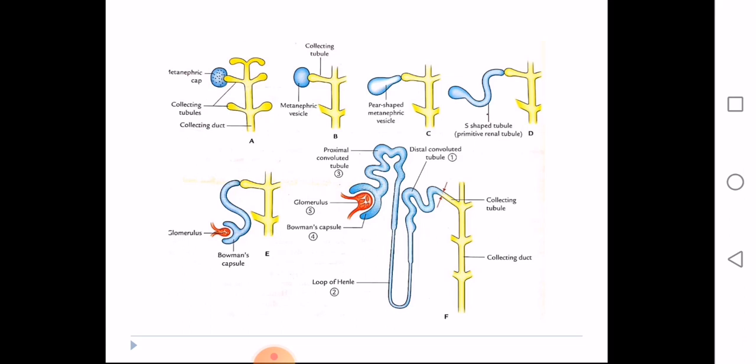Now look at the last diagram, F. Look at the S-shaped tubule. It expands and elongates and forms all the other parts of the nephron. So you have the Bowman's capsule, the PCT, the loop of Henle, and the DCT. It is the DCT that is now in connection with the collecting tubule, and ultimately the barrier between the two will disappear and both the lumens will communicate. So that is the development of the excretory part of the kidney.